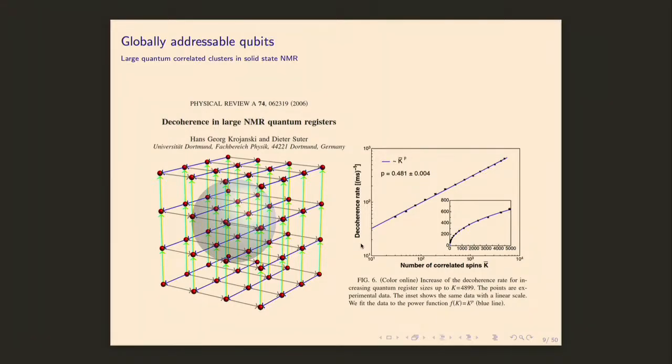Nuclear spins, yes. I see. So about 4,899. It's a large number. But even in this paper, they don't want to call that 4,899 qubits because you don't have addressability. But because of coherence, you can do superradiance. You can do such experiments, but here they are just studying how fast that quantum correlation is lost. The rate of decoherence.